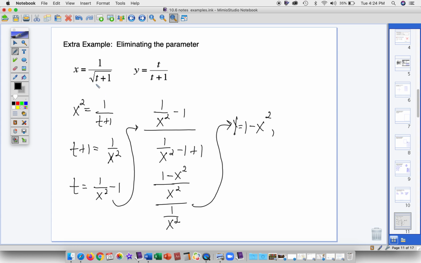In this case, t has to be greater than -1, right, to ensure that this is greater than 0. So what comes out of this expression will always be greater than 0. So the restriction on this graph is that x must be greater than 0. So we end up with just the one part of the parabola, right, where x is greater than 0.